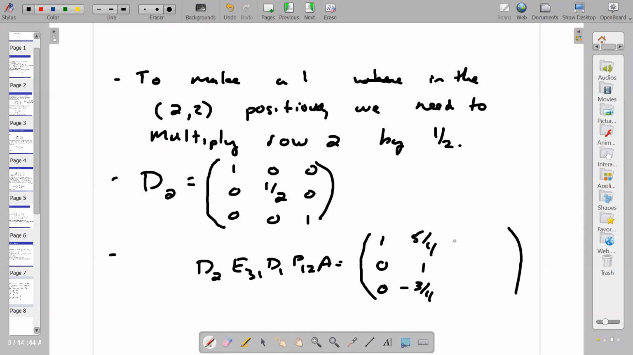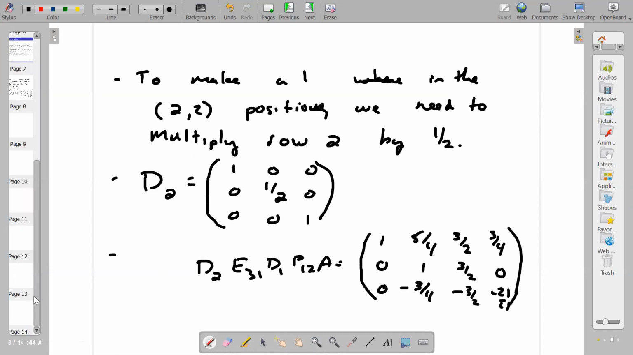So three halves, three fourths, three halves, 0, and then -3 halves, and then -21/4. Okay. So that's the product so far.